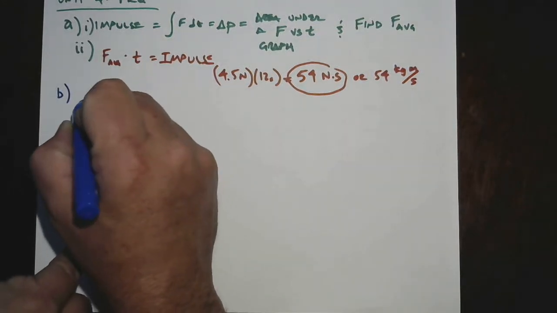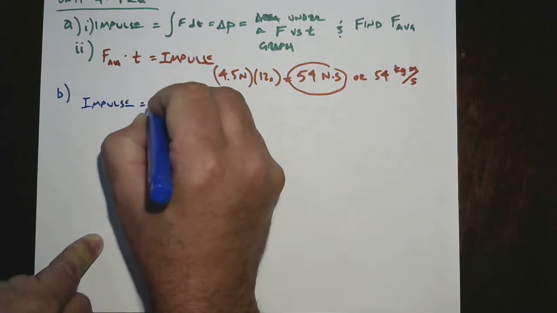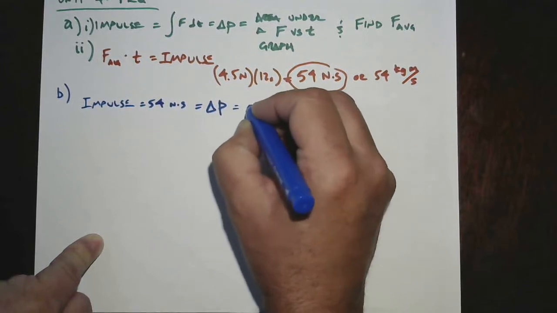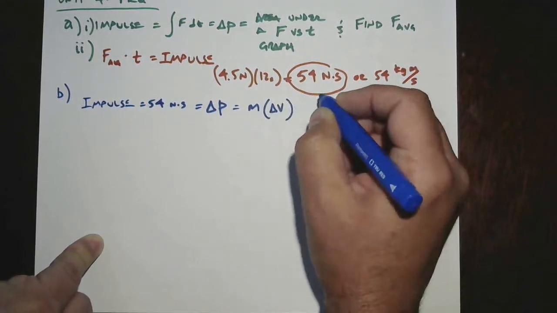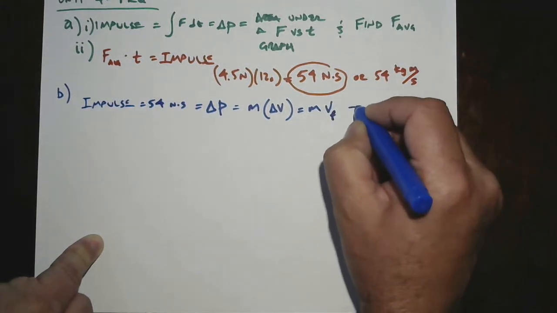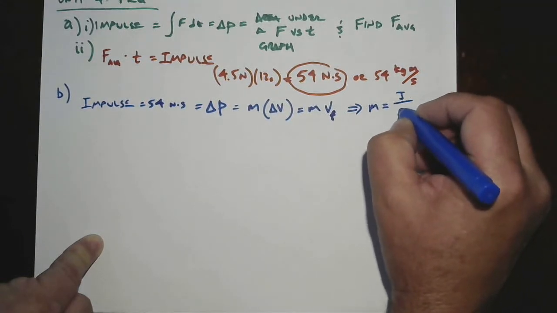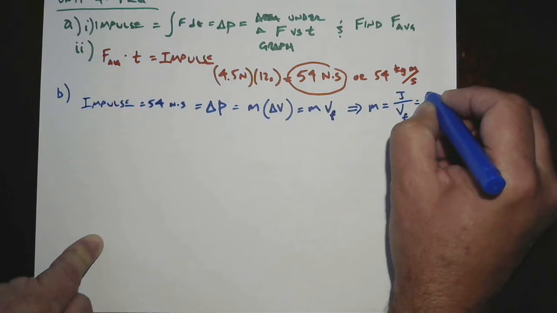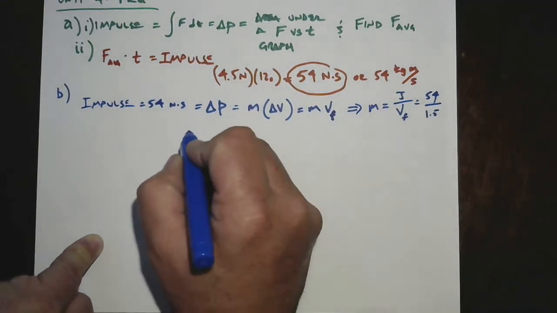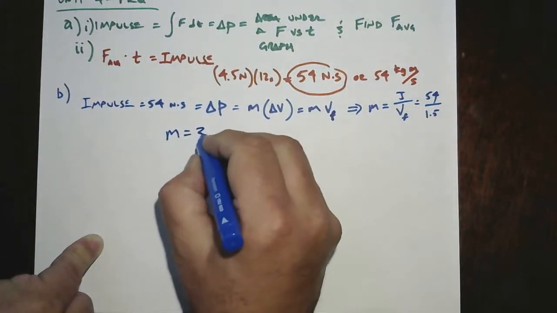They did tell you that the impulse, which by the way is J on the formula sheet, is 54 newton seconds, and that's going to be equal to the change in momentum, which is equal to the mass of the block times the change in velocity, which is equal to the mass of the block times the final velocity. So mass is going to be impulse, that's J here, divided by final velocity: 54 divided by 1.5. That gives us a mass of 36 kilograms.